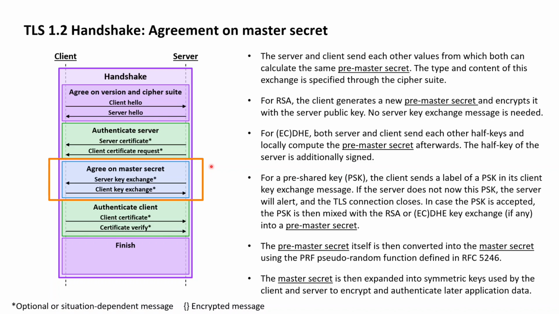If an ECDHE key exchange was specified for the connection, then both the server and the client send each other a key exchange message, with both key exchange messages containing a respective Diffie-Hellman half key. From these Diffie-Hellman half keys, both the client and the server can then locally compute the full pre-master secret.